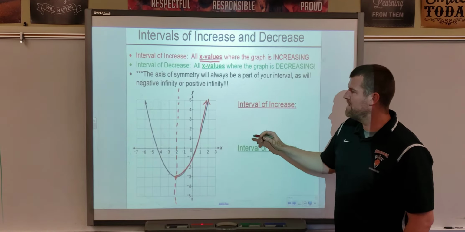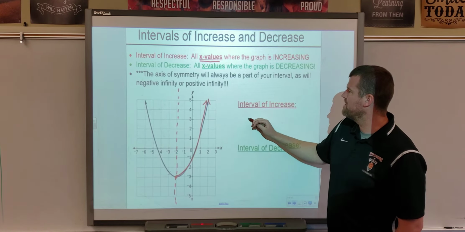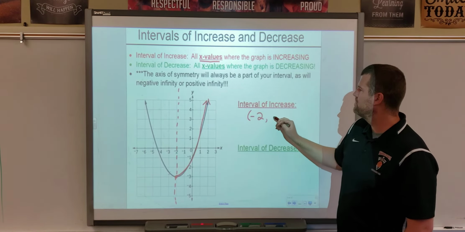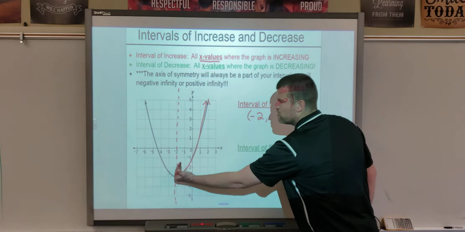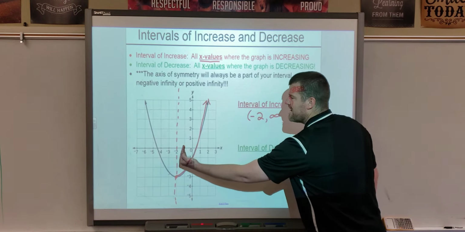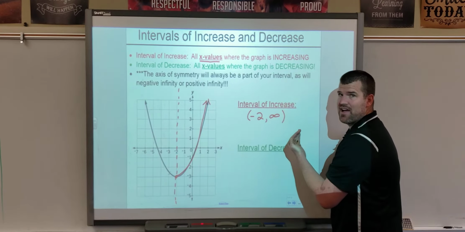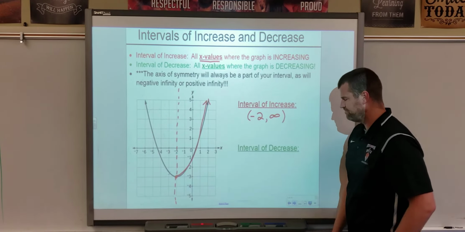So the interval of increase is from -2 to infinity. The x value of -2 is where it starts to go up. And then as we look at every other x value, the graph still goes up.